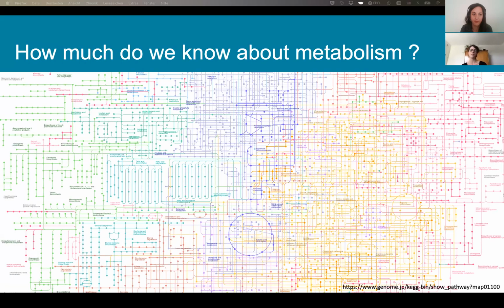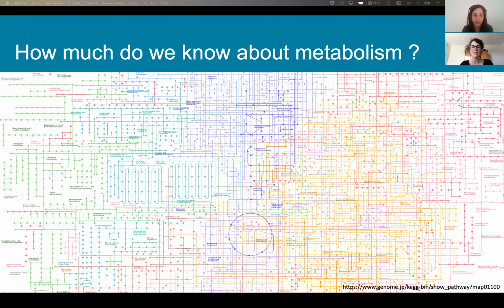So most of you have probably seen this map of metabolic compounds and reactions from the KEGG database. So on this map, each dot represents a compound, and each connection between two dots represents a reaction. And this KEGG map basically represents our current knowledge of metabolism.